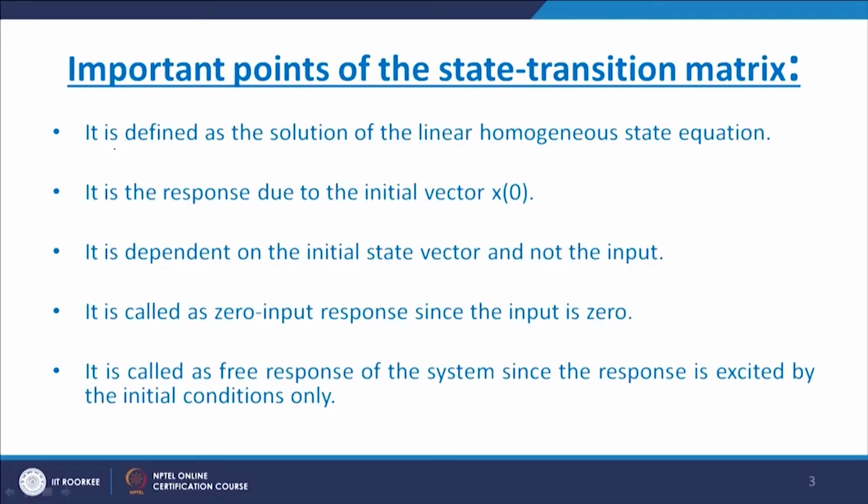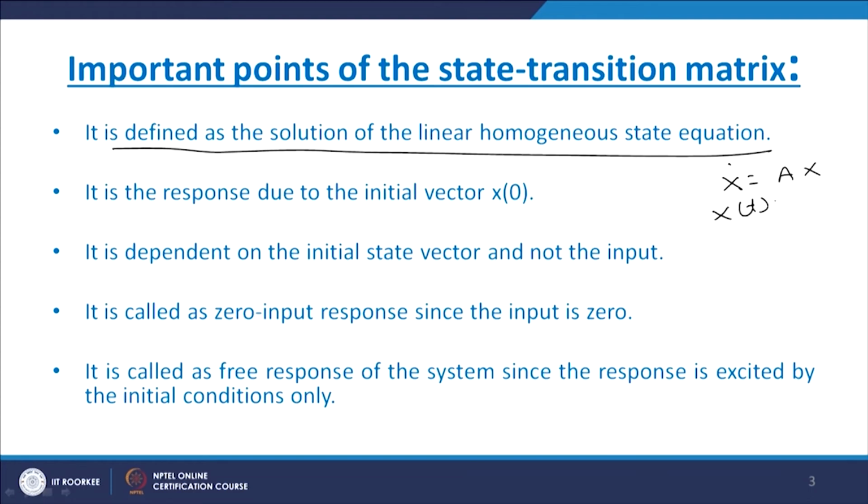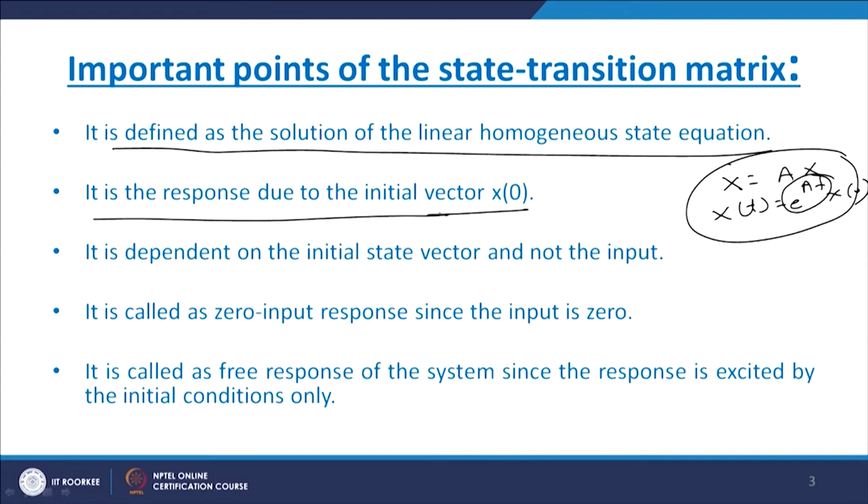Now, we will see the importance of this state transition matrix. The first point: it is defined as the solution of linear homogeneous state equations. We have seen last time x dot equal to Ax, x of t equal to e raised to a t x naught. So, this e raised to a t is called the state transition matrix, and this is the homogeneous state equation. It is a response due to the initial vector x naught.